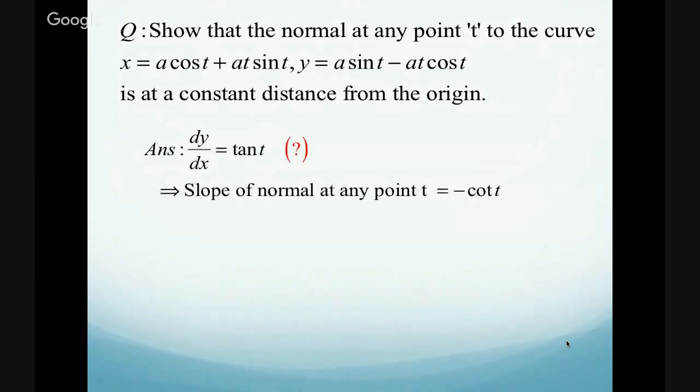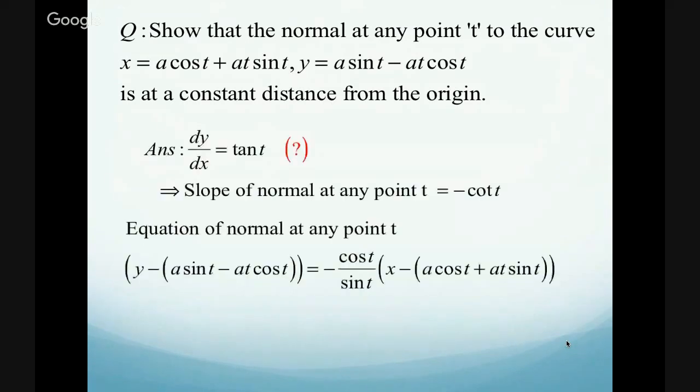And in this case, it's at any point t. So I just have to take negative 1 over dy by dx. And so the slope at any point t turns out to be negative cot t. So the equation of normal at any point t starts looking like y minus y1. Now y1 is going to be nothing but the point at any t, so this is going to be the entire a sine t minus at cos t. X minus x1, you have your entire expression as it is.